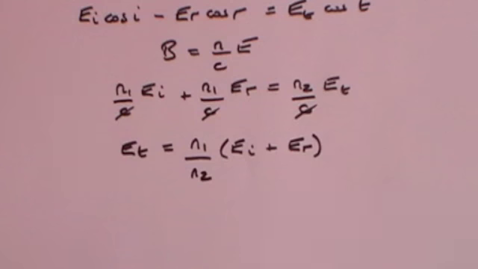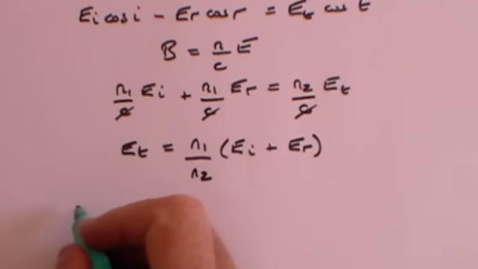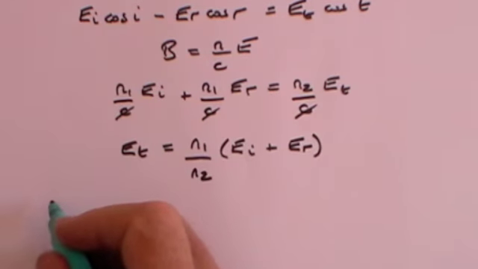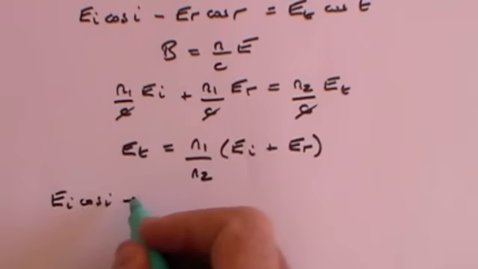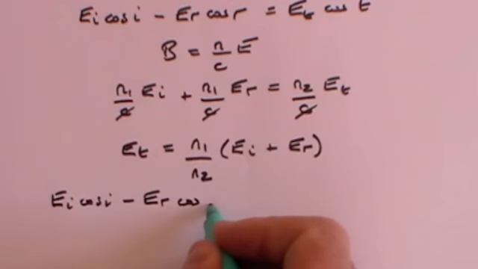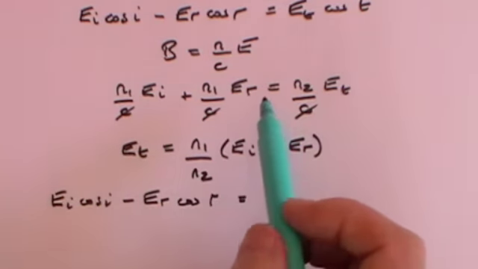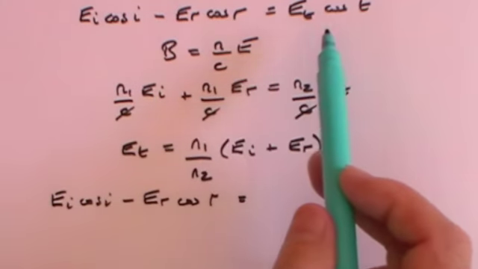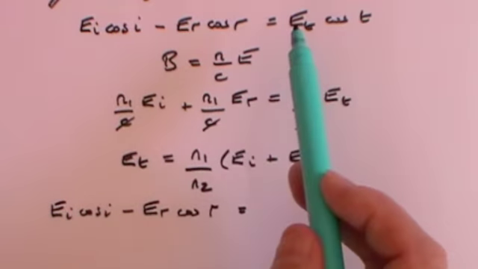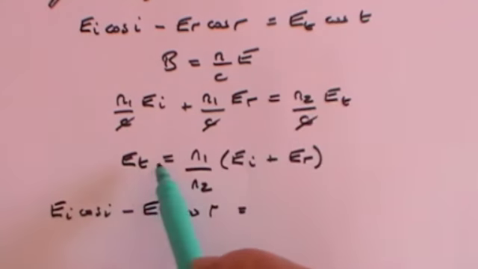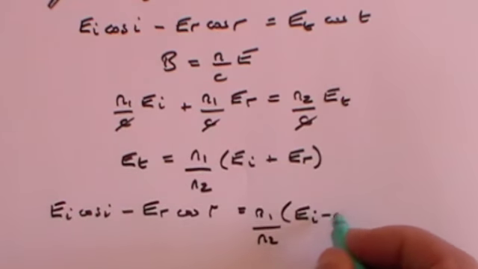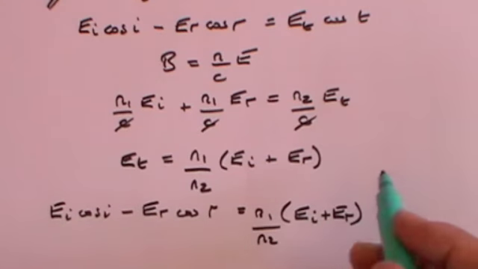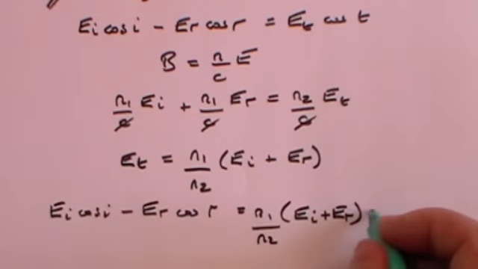So we're going to get that EI, start well over on the left hand side, EI times cosine I minus ER times the cosine R equals, that's this formula up here, down a bit so you can see it. So far no change, but for ET we're going to put in this here, N1 over N2 into EI plus ER times cosine T.